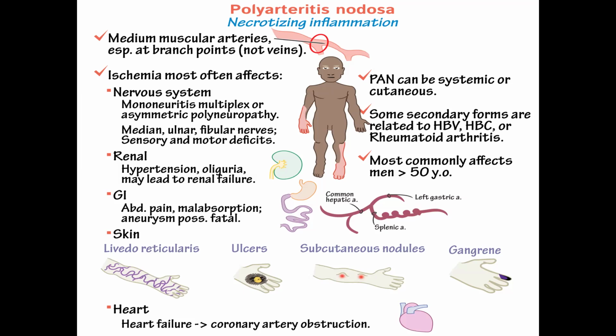Polyarteritis nodosa is systemic and cutaneous. Some secondary forms are related to hepatitis B or hepatitis C viruses. Most commonly affects men above 50 years old. Heart failure could be related to coronary artery obstruction.